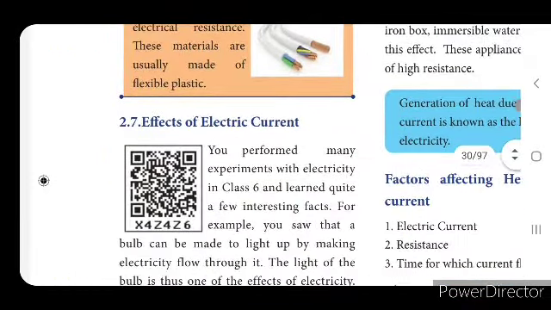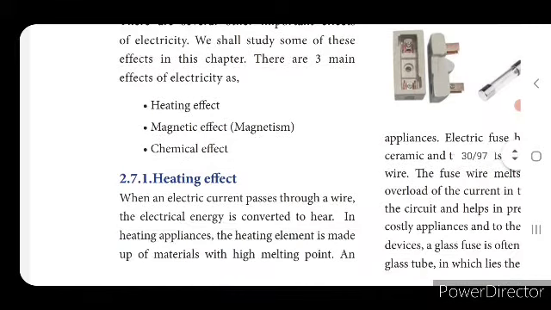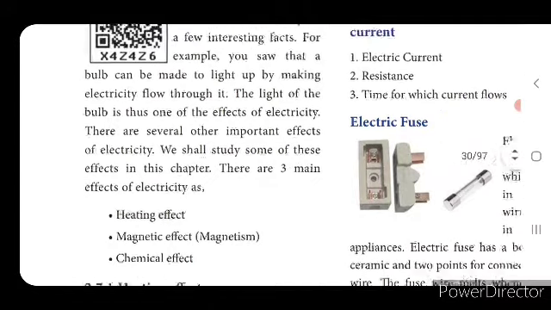Next we will see the important thing, effects of electric current. So what are the effects of electric current? There are three main effects of electricity. The first one is the heating effect. The second one is the magnetic effect. The third one is the chemical effect. So the heating effect you can understand easily.